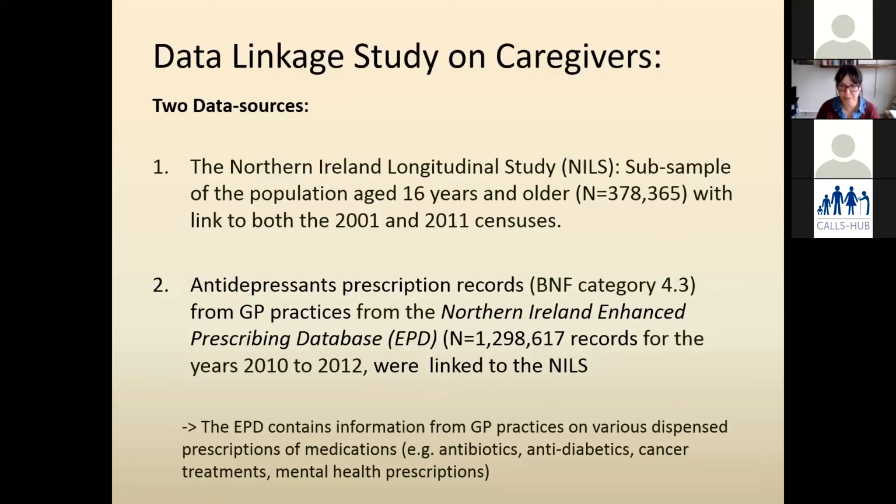The British National Formulary has categories for all medications existent in the UK, and it would be category 4.3, antidepressants. These data come from GP practices, from the Northern Ireland Enhanced Prescribing Database, which is available through the Business Services Organisation and the Honest Broker Service, and is then held within NILS RSU, the research support office of the longitudinal study, where the data can be requested and then used. We linked more than 1 million prescription records from 2010 to 2012 to the NILS.